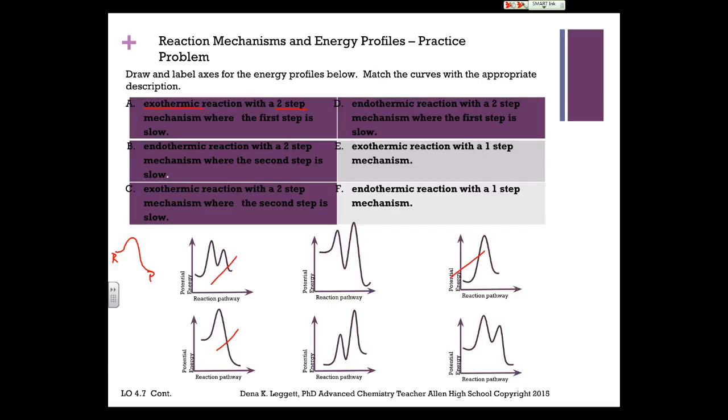This next one has two steps, but it is endothermic. Or it could be this one. So then we need to look at the first step being slow. That means the tallest hill has to be that first one. All right, so we've got it down between these two. In this reaction, the first one is pretty short, and then the second hill is way taller. So our slow step would be the second one. So it can't be this one. It has to be this one right here because our first reaction is much slower than our second step of the reaction mechanism.